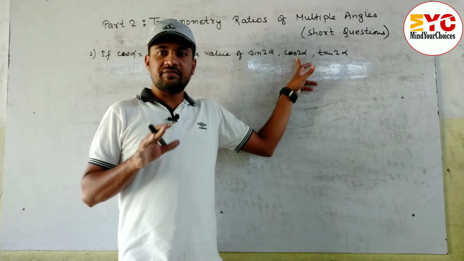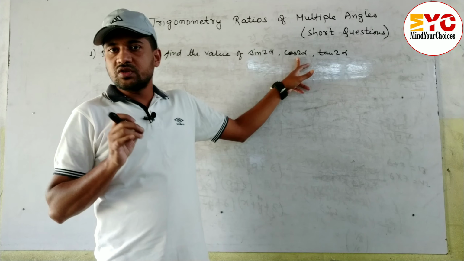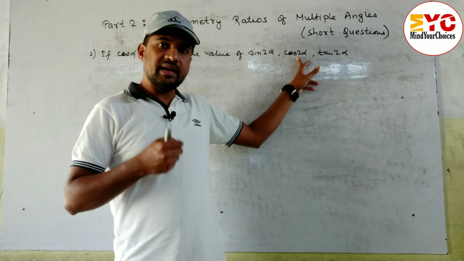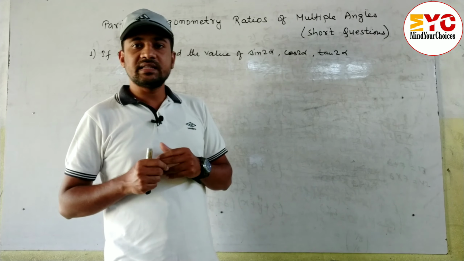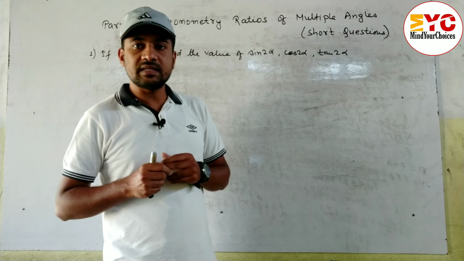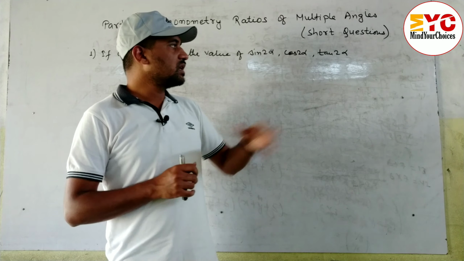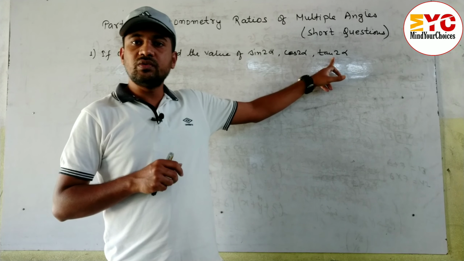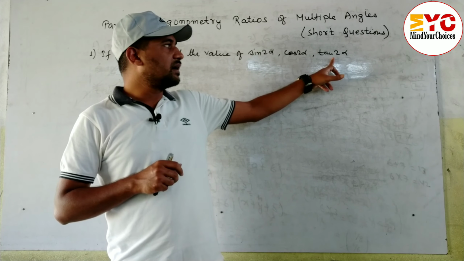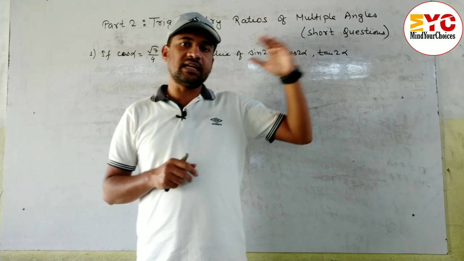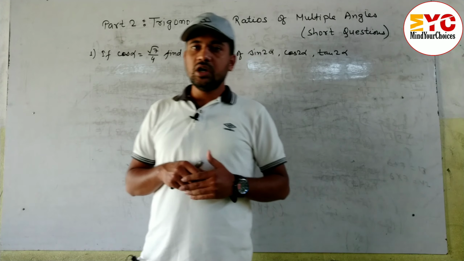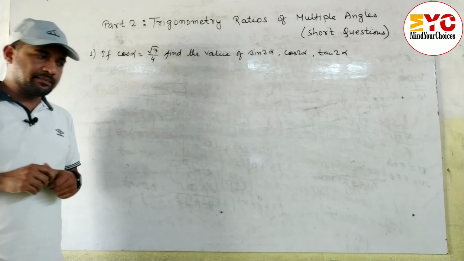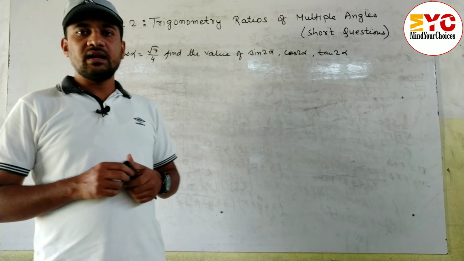Cos 2 alpha, we have 5 formulas. You can use any: cos square alpha minus sin square alpha, or 2 cos square alpha minus 1, or 1 minus 2 sin square alpha, or 1 minus tan square alpha by 1 plus tan square alpha. Use whichever you feel is easy. And tan 2 alpha is 2 tan alpha by 1 minus tan square alpha. We can do sin 2 alpha by cos 2 alpha also, or you can use the direct formula.